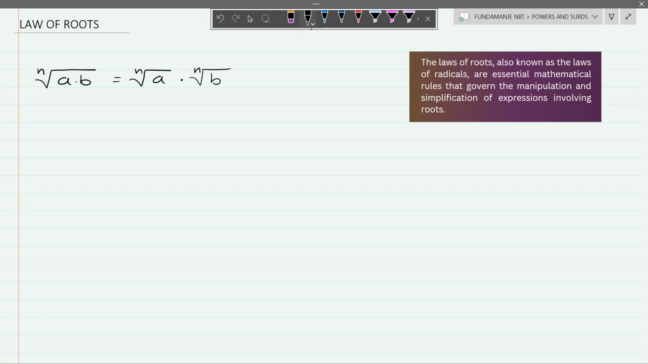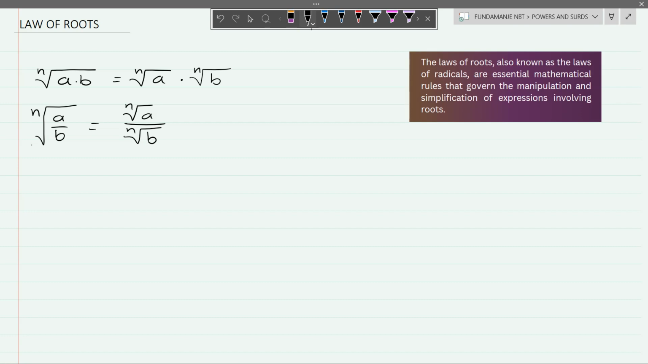That's the first one. Then the quotient rule states that if I have the nth root of a over b, this will be equal to the nth root of a over the nth root of b. Again, a similar notion.